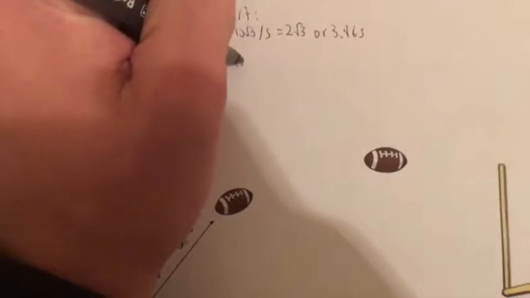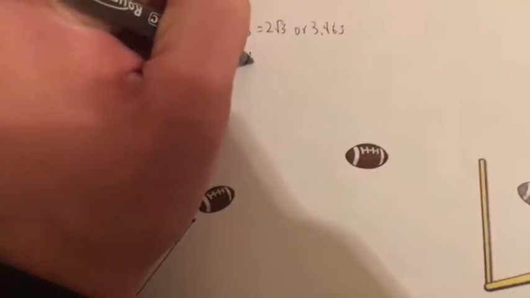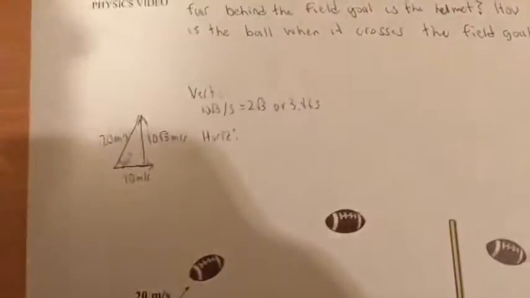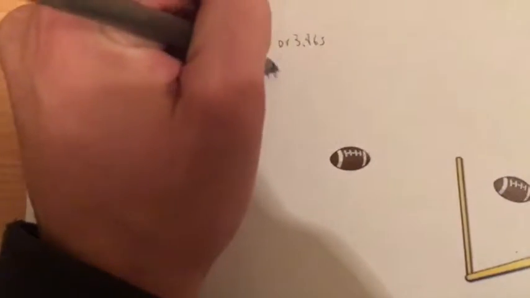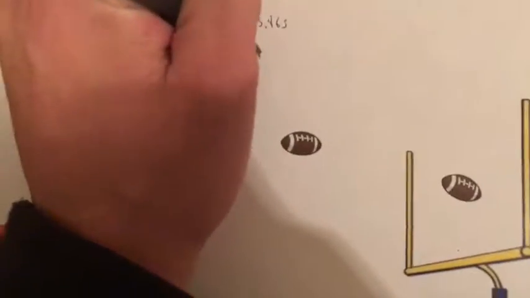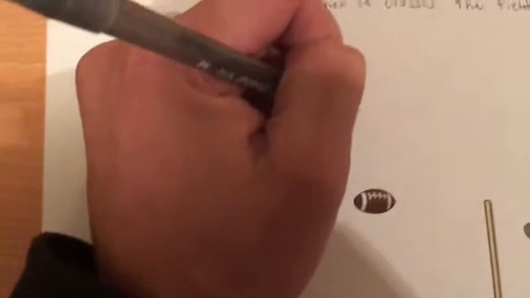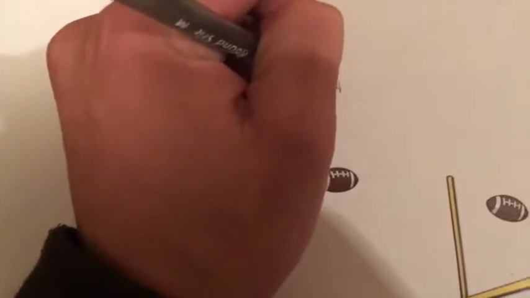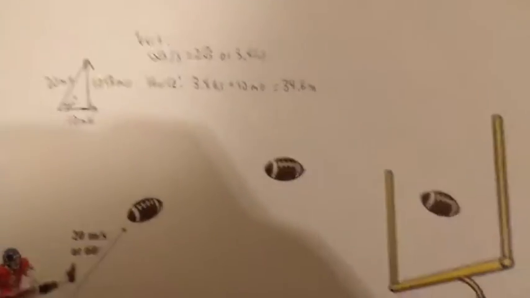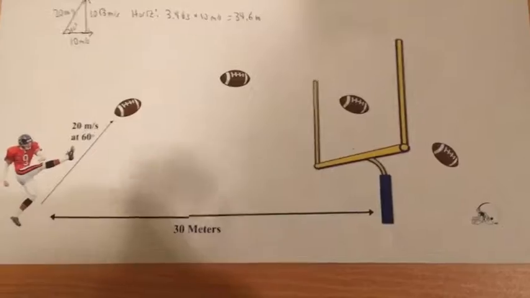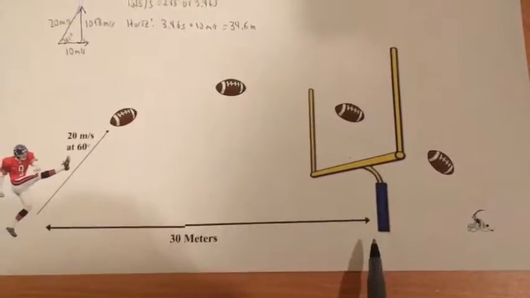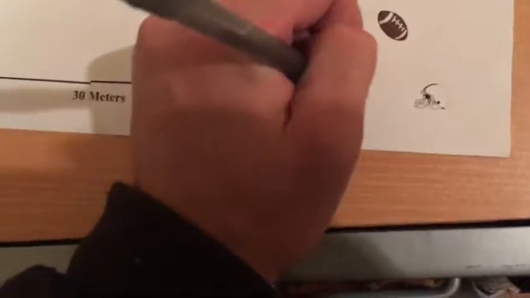Now that we have that, we can go to the horizontal vector, and then we multiply 3.46 seconds times 10 meters a second in the horizontal direction, which would give us 34.6 meters. And now to answer the problem, we know that the field goal is 30 meters away from the kicker, which means this distance is 4.6 meters.